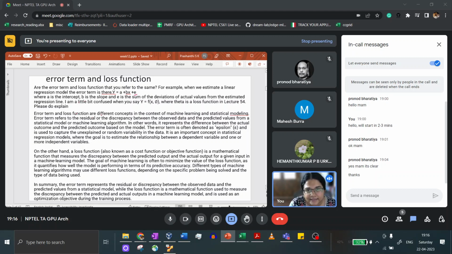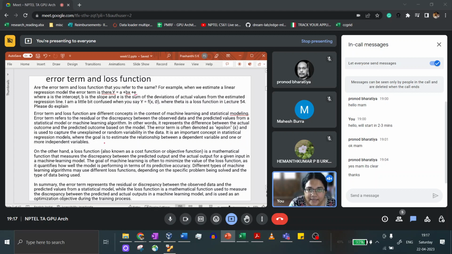So the answer says they are different concepts in the context of machine learning and statistical modeling. The error refers to the residual or the discrepancy between the observed data and the predicted values from a statistical model or machine learning algorithm. In other words, it represents a difference between the actual outcome and the predicted outcome. The error term is usually denoted as epsilon and used to capture the unexplained or random variability in data. It is an important concept in statistical regression models where the goal is to estimate the relationship between a dependent variable and one or more independent variables.